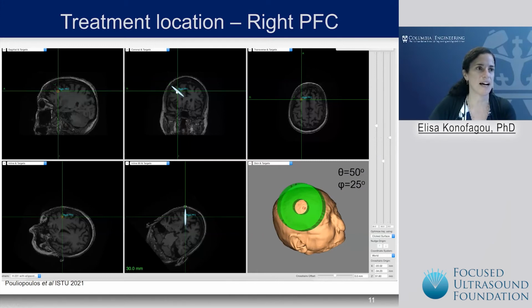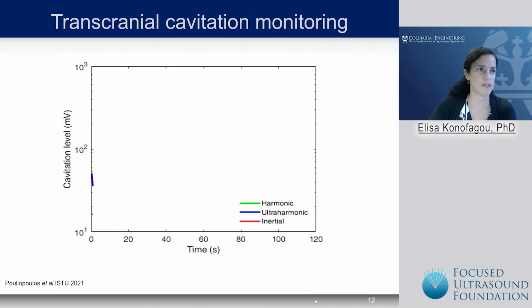can predict the actual focal spot through the simulation. And again, this is the configuration that we used for the prediction of the incidence angle as well as the tilt of the transducer.